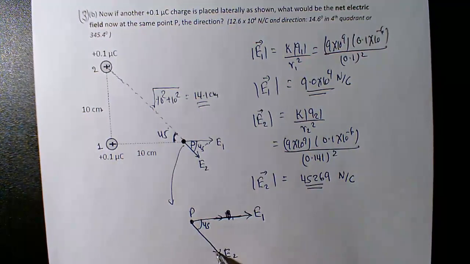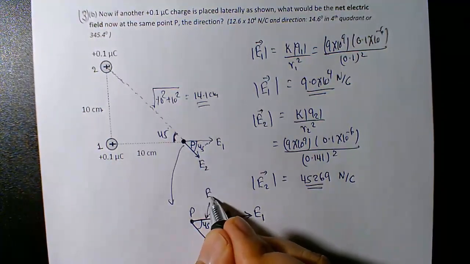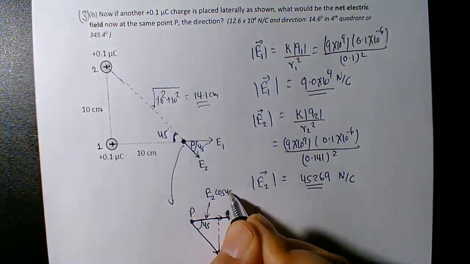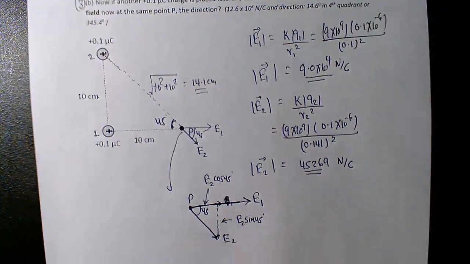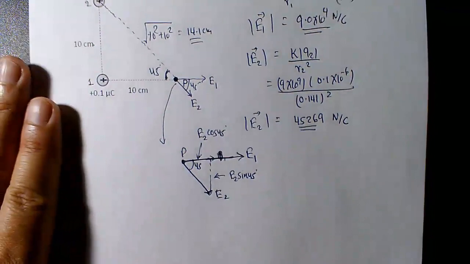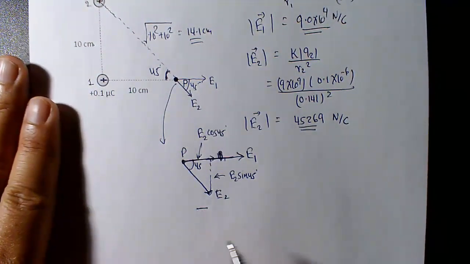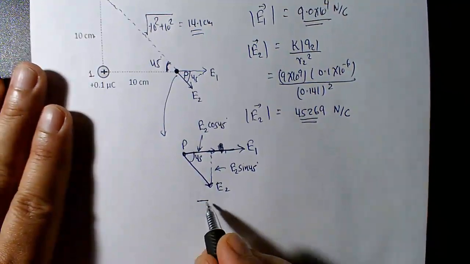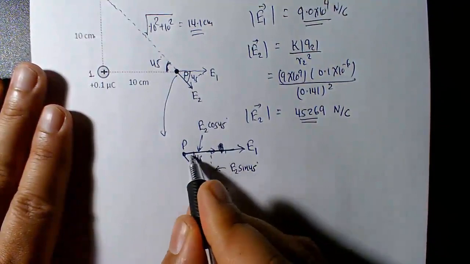Since this E2 is at an angle, you have to find the components. The x component is E2 cos 45. The y component is E2 sin 45. Make sure you decompose everything into x and y components, then do the regular vector addition. Before you find the net electric field, you first need the sum of the electric field in the x direction.